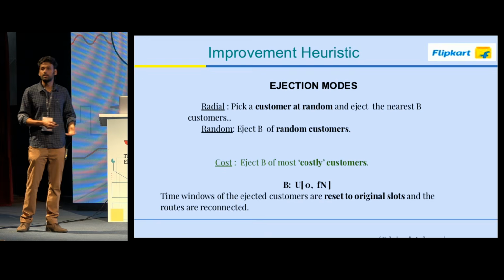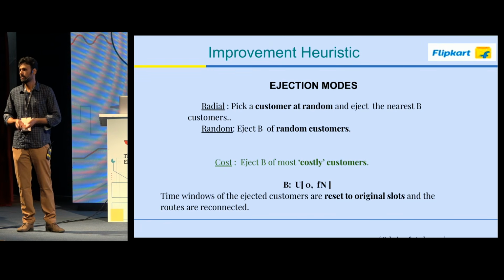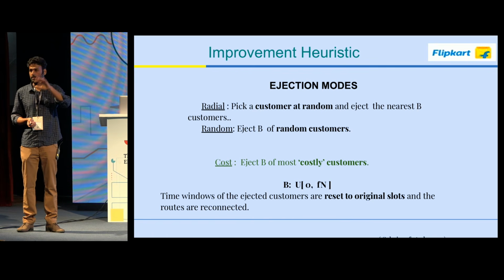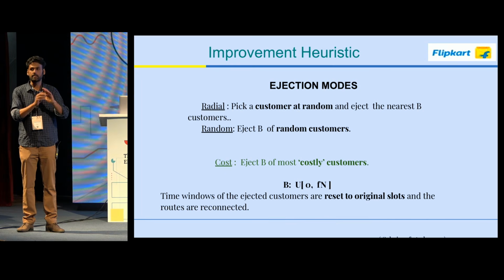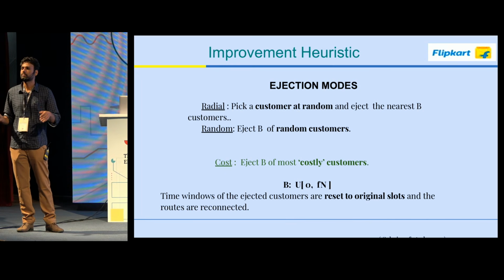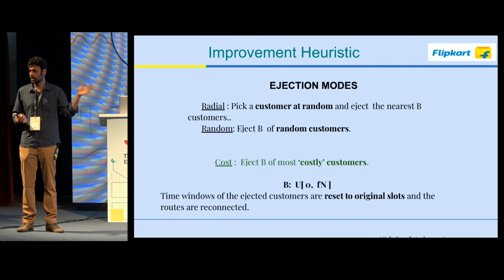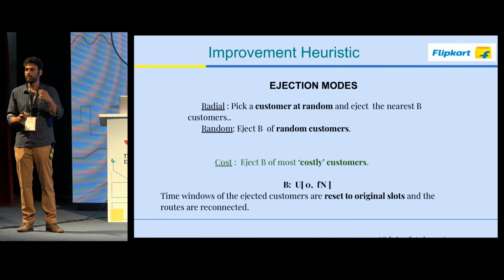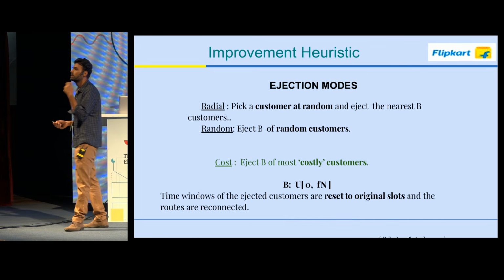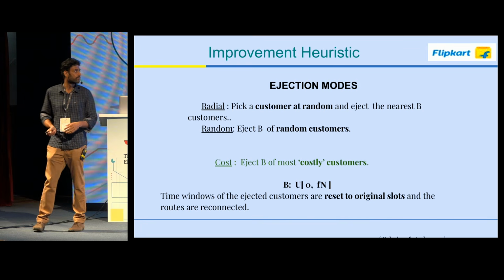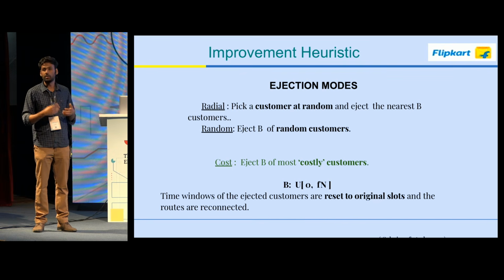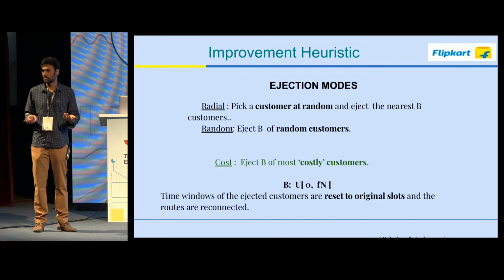Now, more details. How do you eject, right? There are three different ejection modes. One is a radial ejection where you pick a customer at random and then you eject the B nearest customers. The other one is you pick B customers at random and you eject them. The first two methods are from the Ruin and Recreate paper by Schrimpf. And we introduced a third method, which is to eject the B costliest customers, where we again have to define what a costly customer is based on those cost functions that we defined earlier, right? And B is again chosen randomly between 0 and F, some fraction times the number of customers in the route.